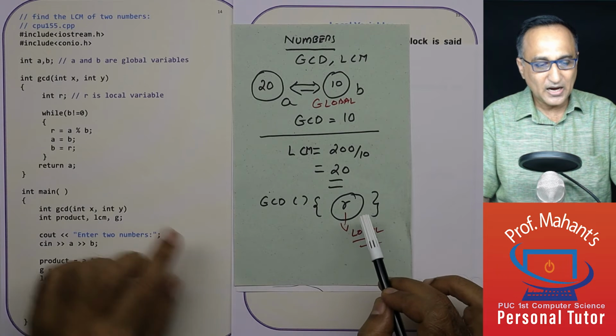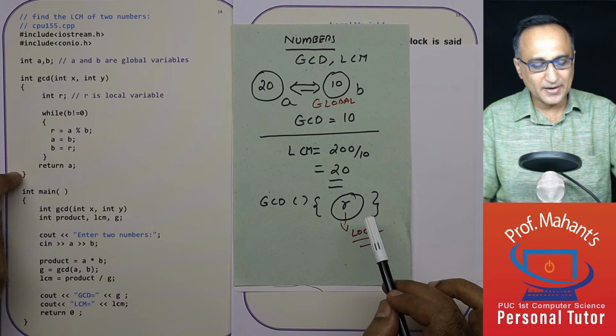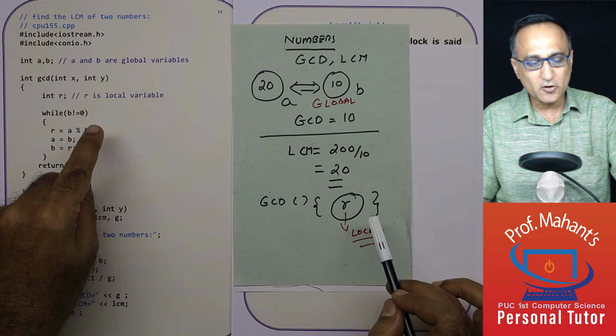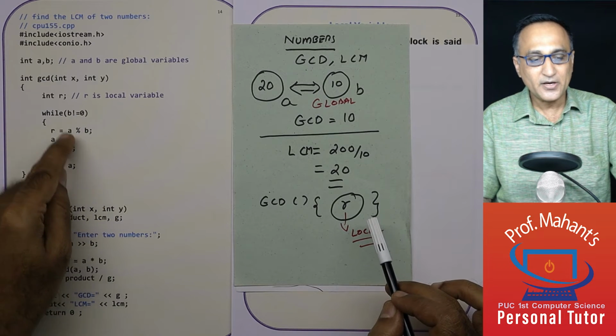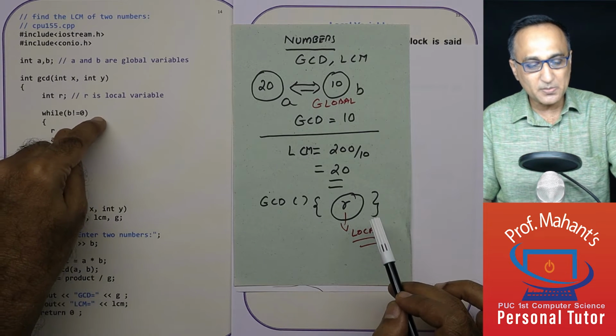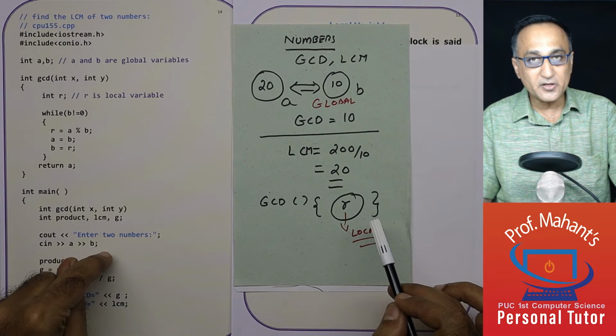For example, R is available only in this bracket. Product, LCM, G, if you try to print LCM, G or product here, you will get an error. Whereas the values of A and B can be used here. A and B can be printed, used here.